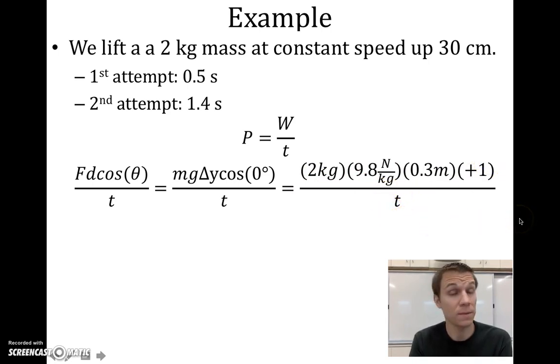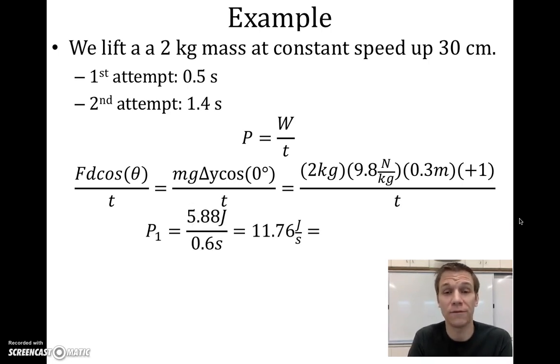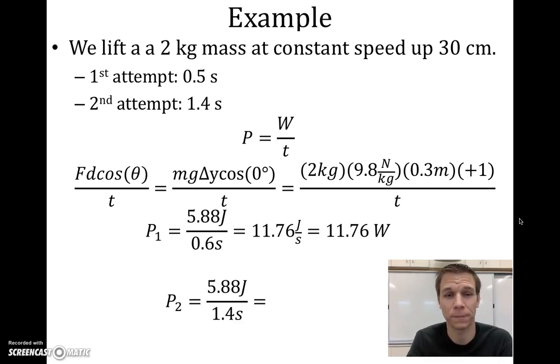So I did the same amount of work, same amount of energy, but it took me a different amount of time to do it. We run the numbers, and for the first one we get about 11.76 joules per second. That's how much energy I am transferring to the mass every second. And that comes out to about 11.76 watts. Another way we could write that is joules per second or watts, either way.